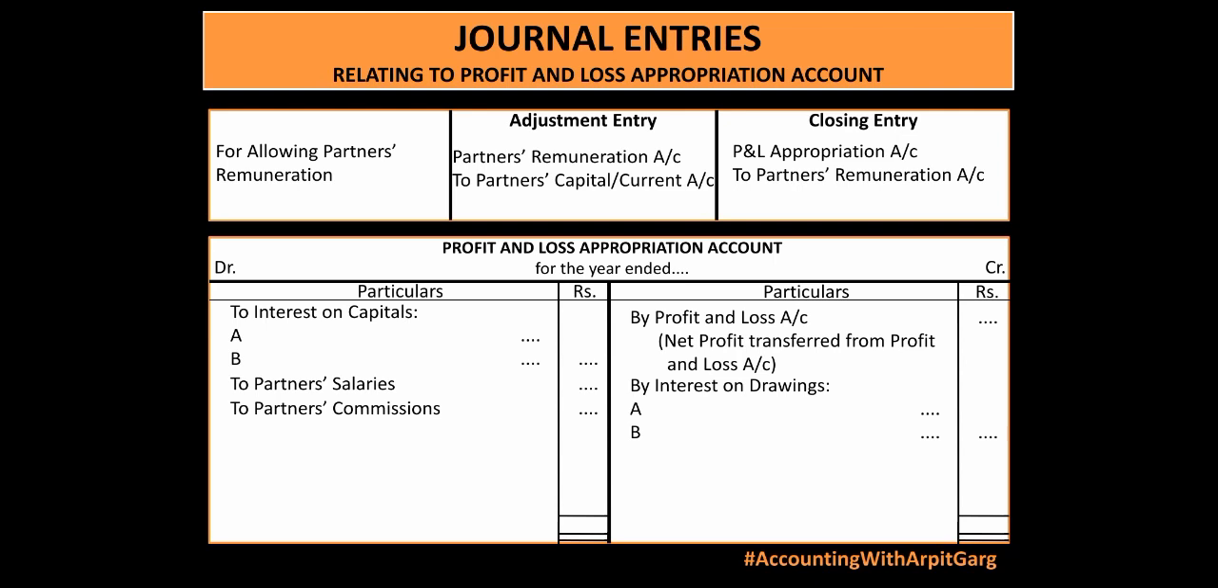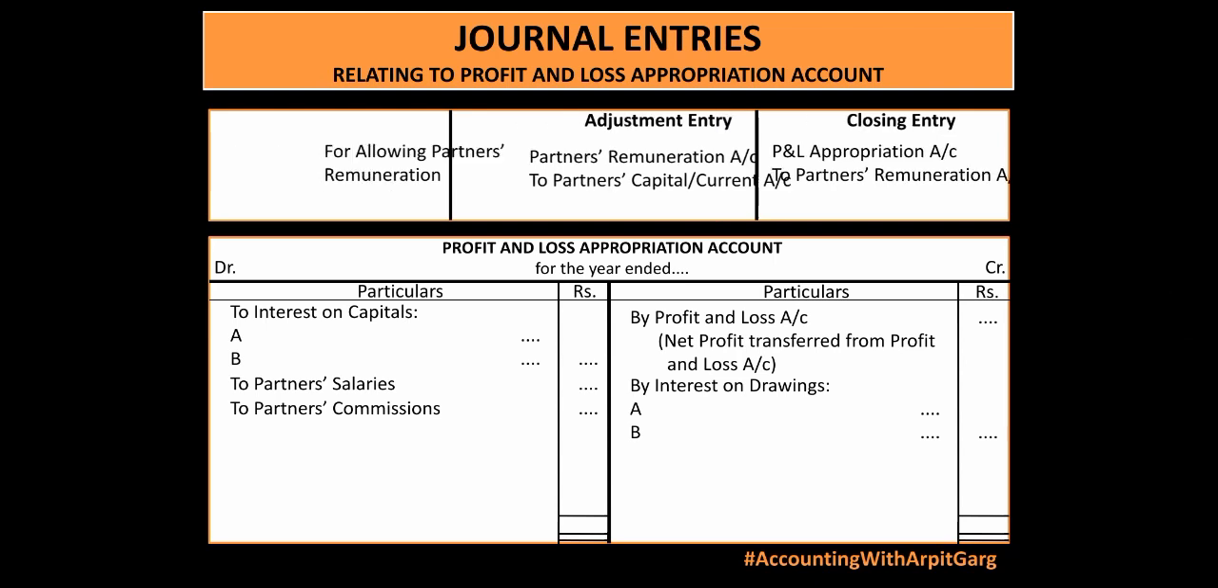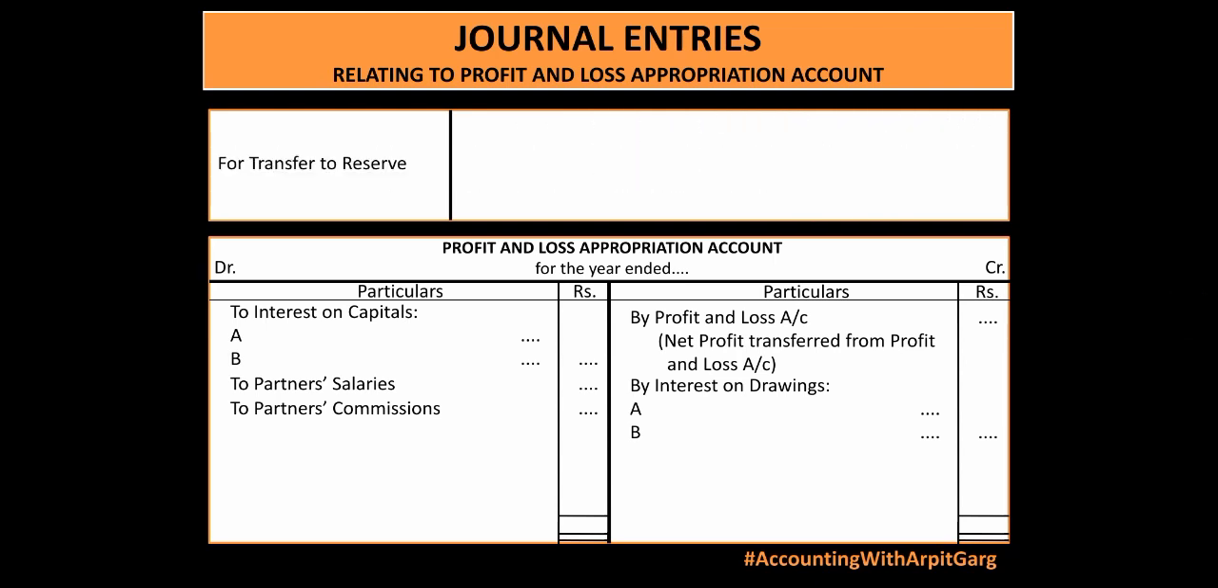Next, for transfer to reserve. Do you remember what is reserve? Reserve is an amount kept aside out of profit as saving. So, being part of profit, reserve too has credit balance. So, we will credit reserve account and debit the place from where we are taking it, that is profit and loss appropriation account.